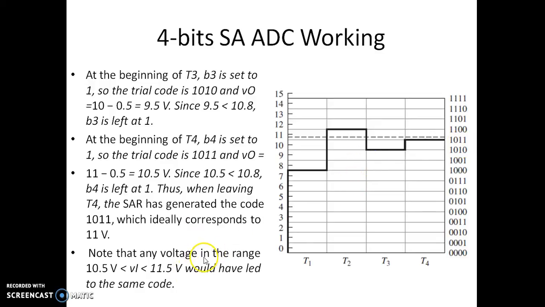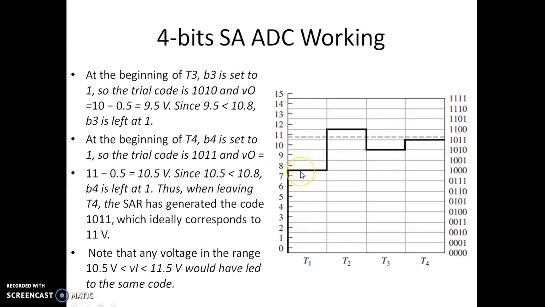Note that any voltage in the range of 10.5 to 11.5 would lead to the same code, because we have that error of minus half LSB to plus half LSB. If the input voltage is anything between 10.5 to 11.5, because now the LSB value is 1 volt, because we have taken VFSR as 16 volts. So 16 divided by 16 happens to be 1 volt. Any variation from 10.5 to 11.5 will be represented as 1011.